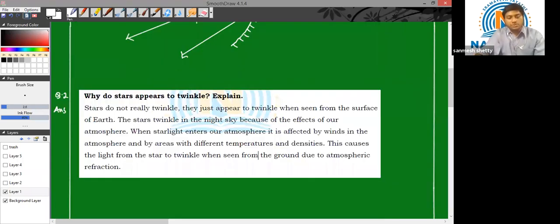Why do stars appear to twinkle? Explain. Now, children, in reality, we know that the stars don't twinkle. The twinkling of stars we see is due to the refraction of light coming from stars through our atmospheric layers. When the light from the stars is incident on the atmosphere, now children, our atmosphere is made up of different layers of different densities. Due to this variation in densities, the light coming from the stars suffers refraction. And due to this refraction phenomenon only, we see twinkling of stars. I hope the point is clear, children. Let us proceed to our next question.